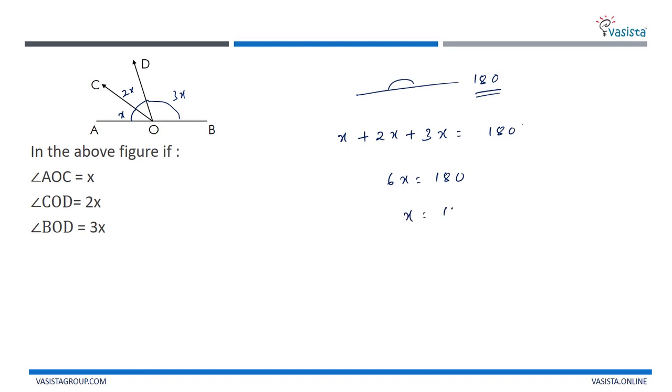x is equal to 180 divided by 6, which is nothing but 30. If you divide, you are going to get 30. So the angle AOC becomes 30 degrees. This is going to be 2 into 30, that is 60 degrees. This is going to be 3 into 30, that is 90 degrees. This is what the answer is.